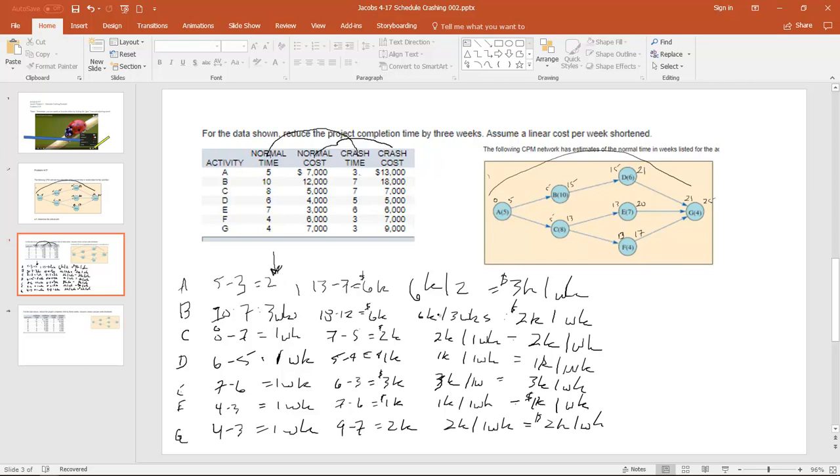So sometimes your processes can accommodate more change than others. When we calculated it out, A costs $3,000 per week, B is $2,000, C is $2,000 per week, and then we can see the rest of the numbers down here. We have $1,000 per week, $3,000 per week, $1,000 per week, $2,000 per week. So each of the processes has a cost associated with every week that you can reduce from there, and most of the processes you can only reduce by 1 week.